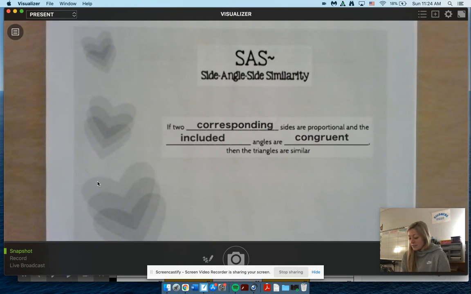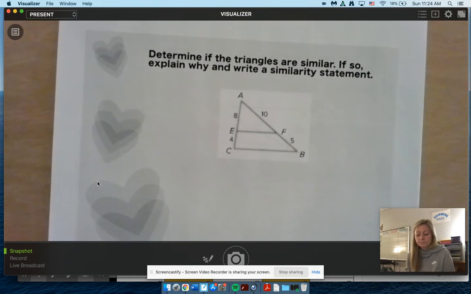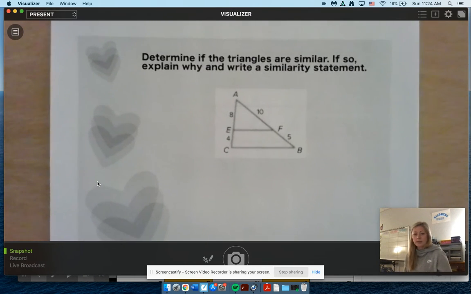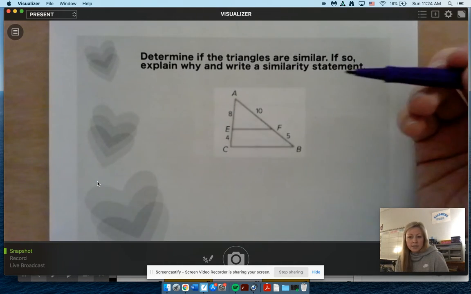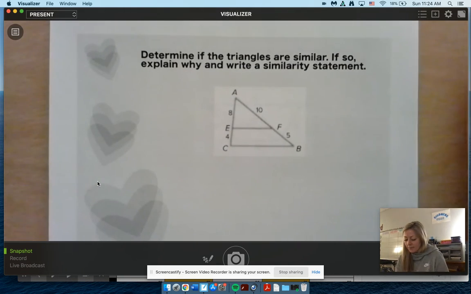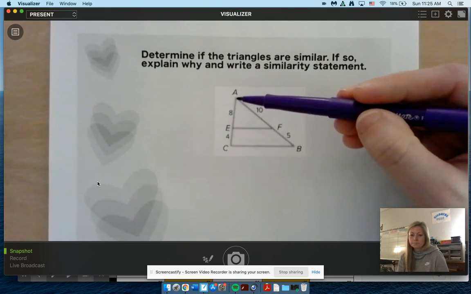So now we're just going to see some different examples of triangles and decide if they are similar by some of our shortcuts or one of our shortcuts. If we look here, it says determine if the triangles are similar. If so, explain and write a similarity statement. Okay. So hopefully by now we can visualize that we have two different triangles here, right? We have that small one, AEF, and triangle ACB.